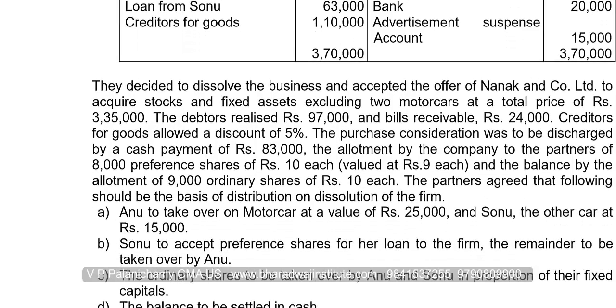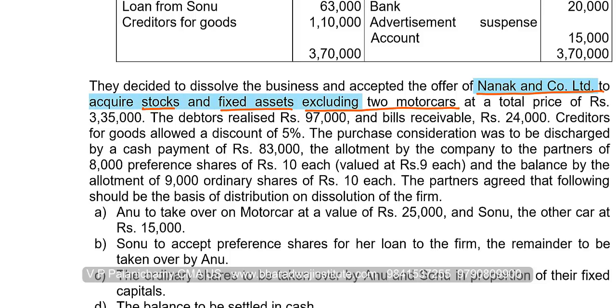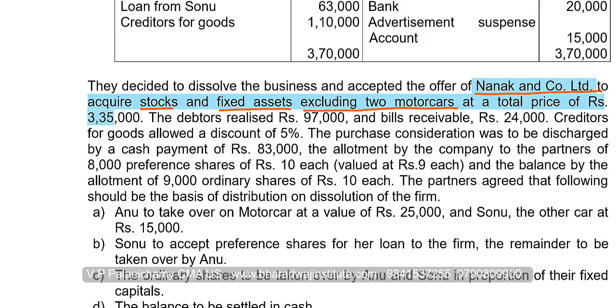They decided to dissolve the business and accepted the offer from Nanak and company. They acquire stock and fixed assets, excluding 2 motor cars. Please remember, the company is not taking over all assets. They will acquire stocks and fixed assets at a price of 3,35,000. I told you assets and liabilities will be taken over by the company, but in this problem the company is purchasing only 2 assets: stock and fixed assets, excluding motor cars.